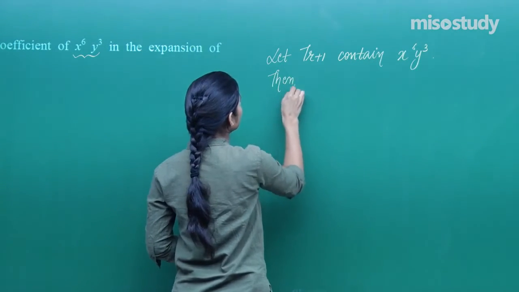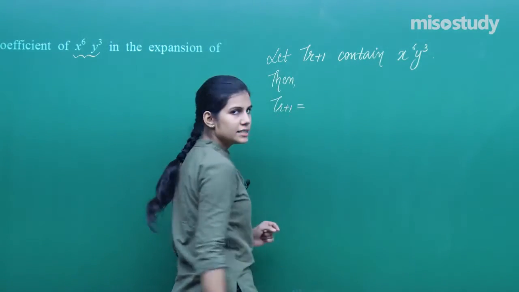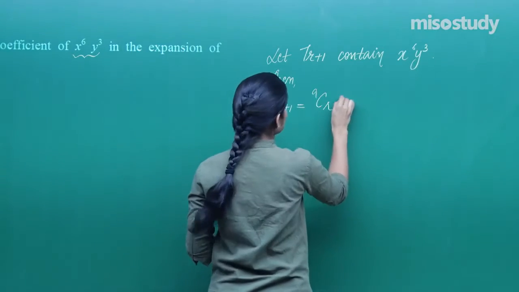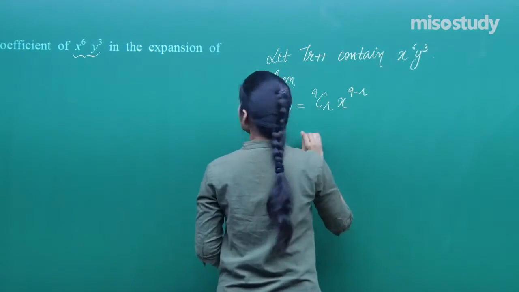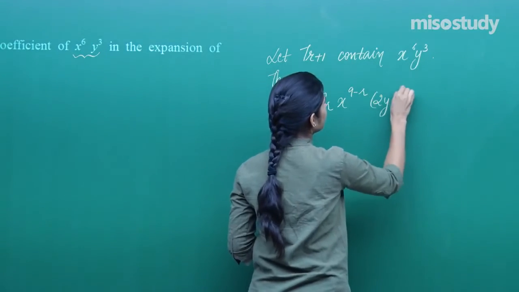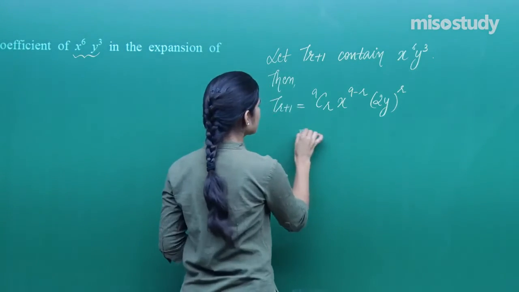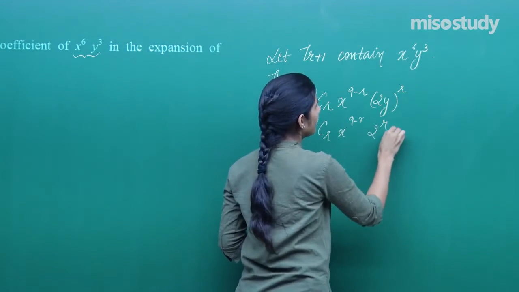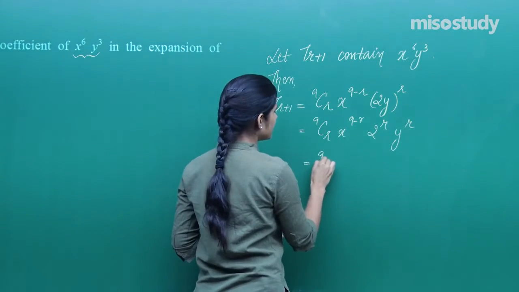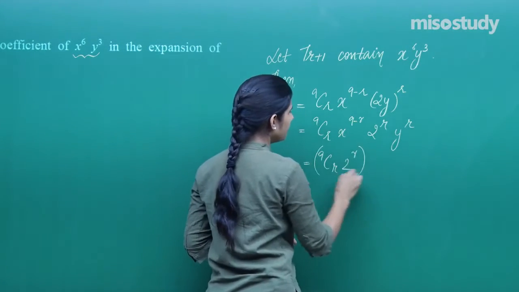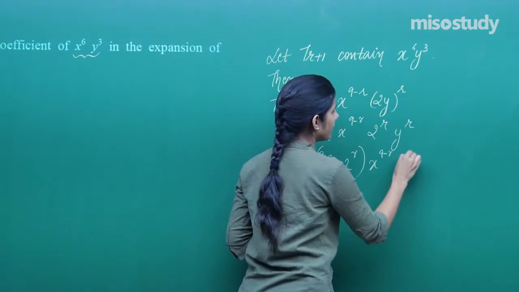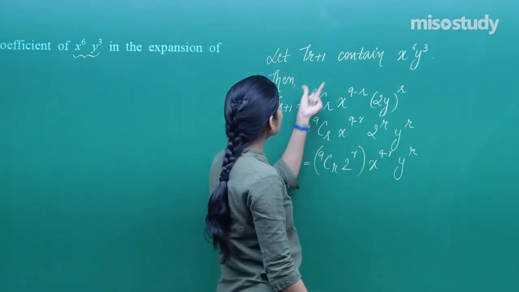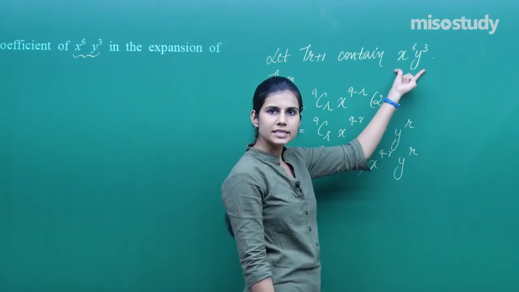Then, what is T(r+1)? That is the (r+1)th term. N is equal to 9: nCr x^(9-r) (2y)^r. Simplify this: 9Cr x^(9-r) 2^r y^r. This gives me 9Cr 2^r x^(9-r) y^r. You can see this is the variable part sitting in the (r+1)th term. We are assuming that the variable part of the (r+1)th term is x^6 y^3.